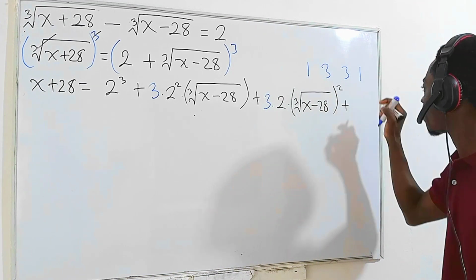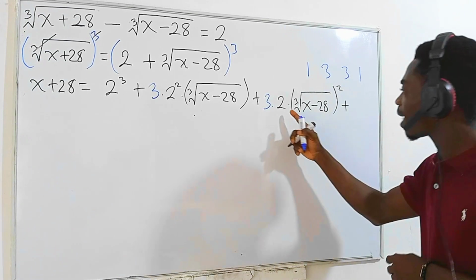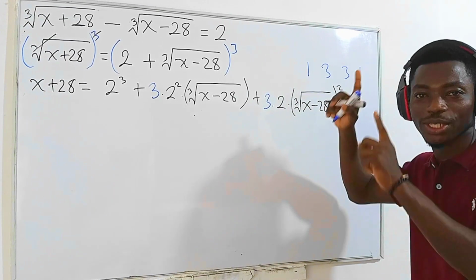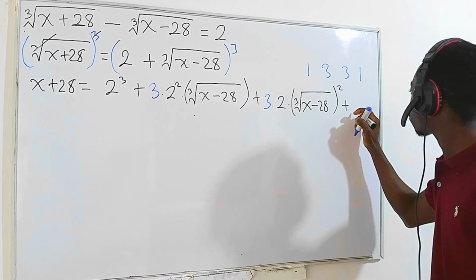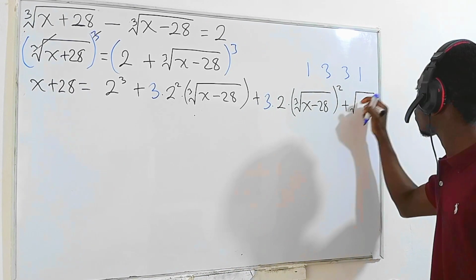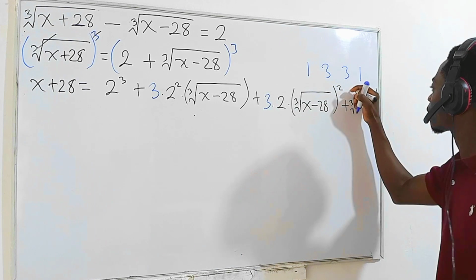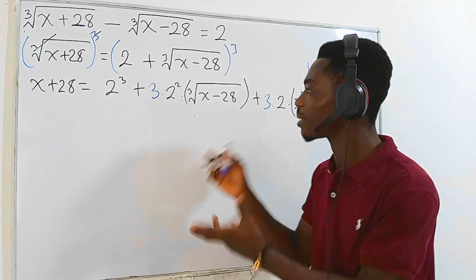Then the next term is going to be, the coefficient is 1. 1 times any number is the number itself. Then this 2 right here will also reduce the power by 1, which will be 2 to the power 0, which is 1. And this whole term will increase the power by 1 again. So we are going to have cube root of x minus 28 raised to the third power. Great. And this time we can proceed by simplifying this further.